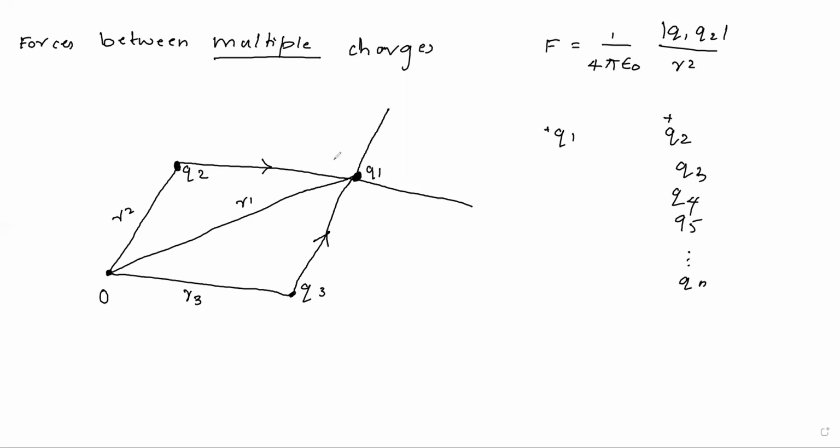So what did we consider? The force acting by charge Q2 on Q1, and the force acting on Q1 by the charge Q3. In Coulomb's law we just consider 2, but here we are considering 3. So we will take it separately. One is charge Q2 acting on Q1 and charge Q3 acting on Q1. Okay, got it?